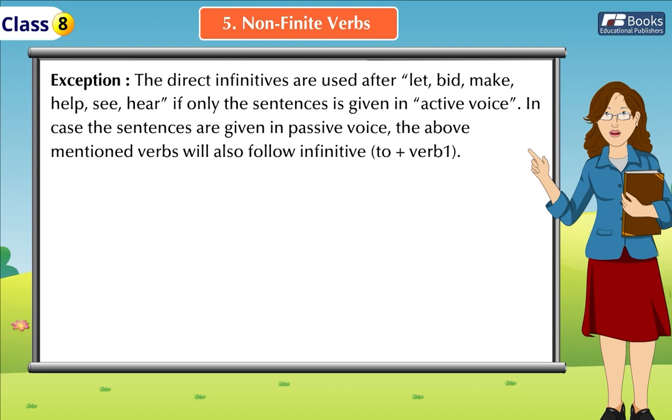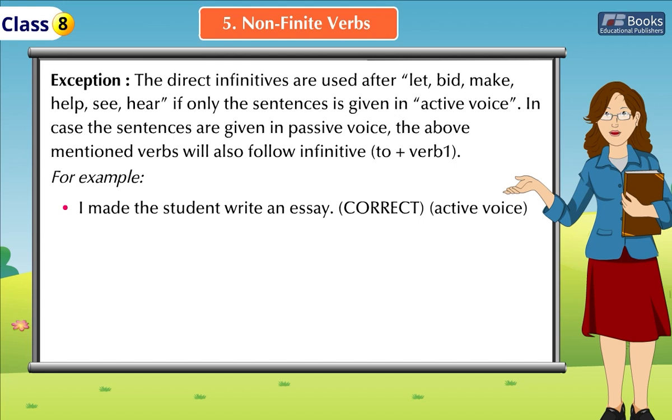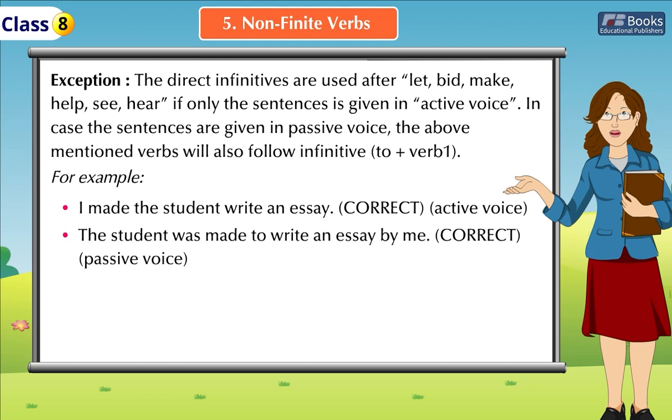Exception. The direct infinitives let, bid, make, help, see, hear are bare only if the sentence is given in active voice. In cases where the sentences are given in passive voice, the above mentioned verbs will also follow the infinitive, to plus verb first form. For example, I made the student write an essay. Correct. Active voice. The student was made to write an essay by me. Correct. Passive voice.